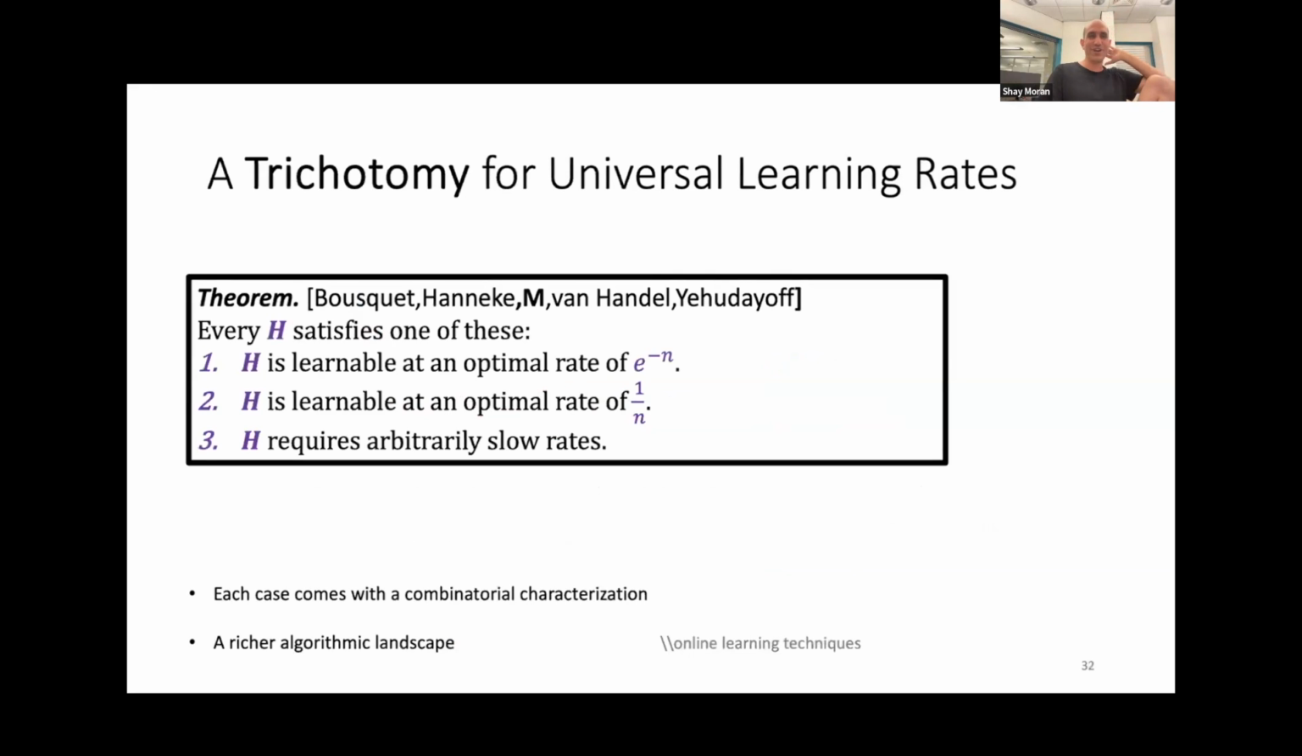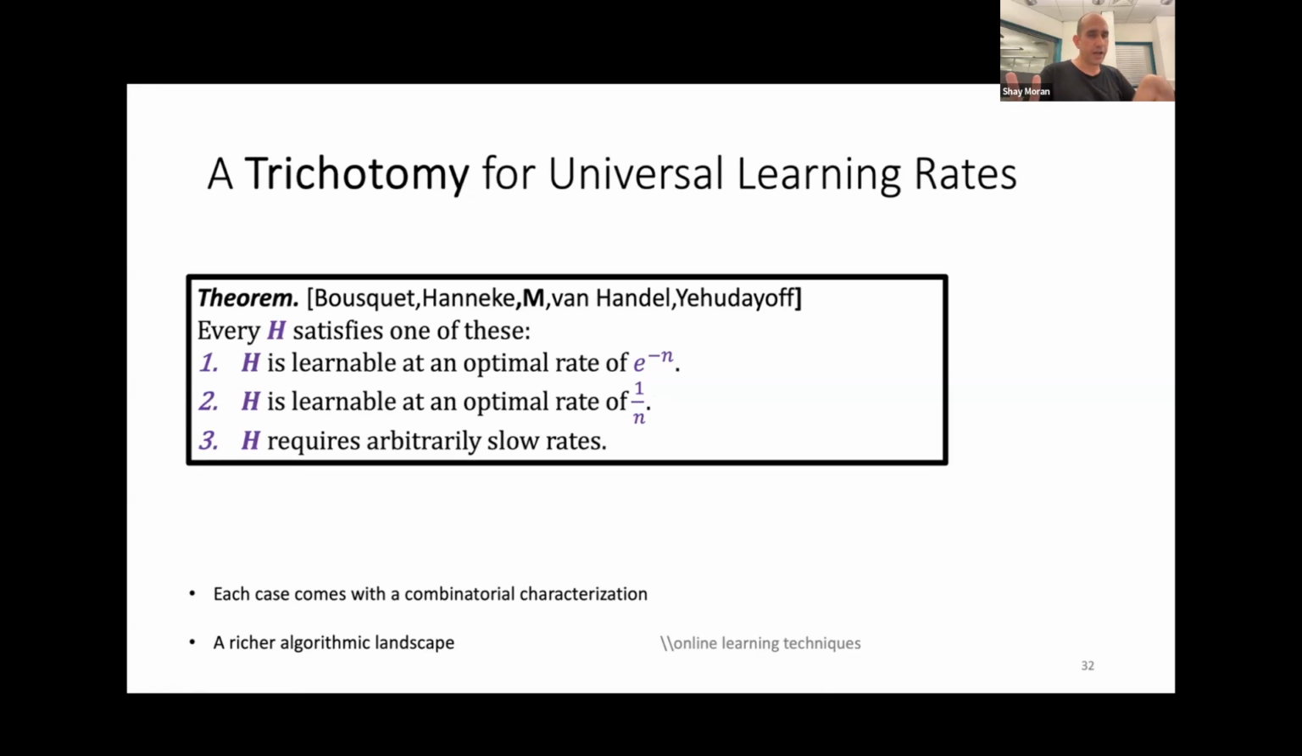Okay, so here is the main theorem we proved. We proved a trichotomy. We proved that every class H in the world satisfies one of these. Either H is learnable at an optimal rate which is exponential, else H might be learnable at an optimal rate which is linear, 1 over n. This is like the VC case, the PAC learning case. And the third option is that H requires arbitrarily slow rates.